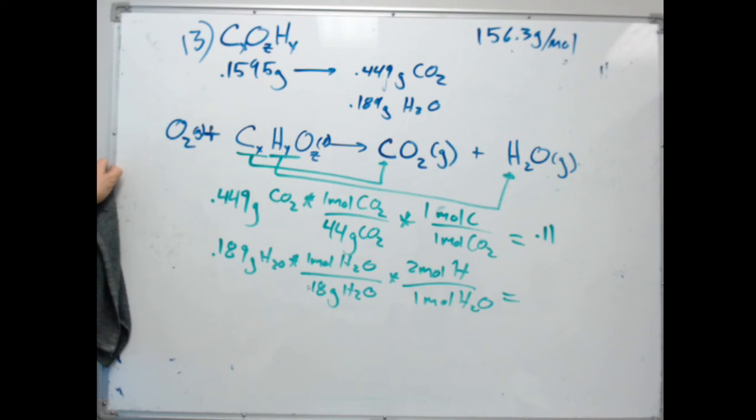Now, I can make this realization that my 0.1595 is equal to grams of carbon plus grams of hydrogen plus grams of oxygen, right? Because that mass has to be made from these 3 things alone. And I've got my 0.122 plus my 0.021 plus my grams of oxygen. I'm going to solve for my grams of oxygen.